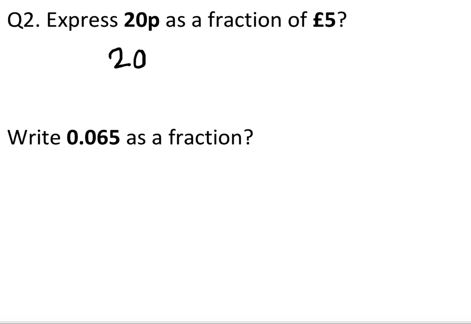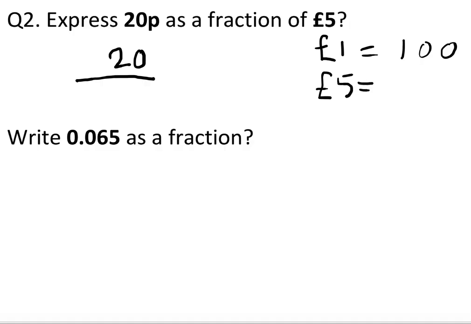because that's the top, and £5, well, £5 is not the same as pence, is it? But we know £1 equals 100 pennies. So £5 equals 500 pennies. So basically we just put 500 underneath, and that's your denominator.